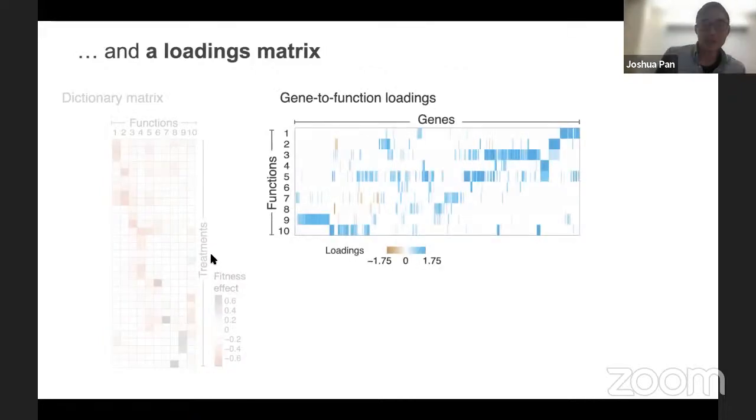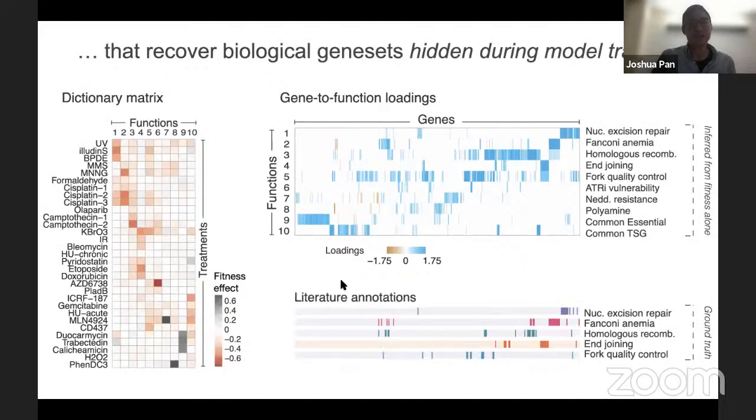This is our gene to function loadings matrix. You can see it is quite sparse. Every column has only 2 non-zero coefficients. And this is the way that our model reconstructs gene effects from the input data in terms of these dictionary elements. Now, this gets interesting when you start to add literature annotations that were hidden during model training.